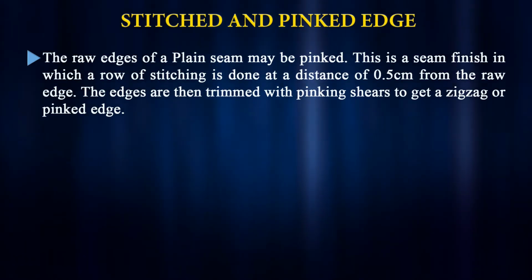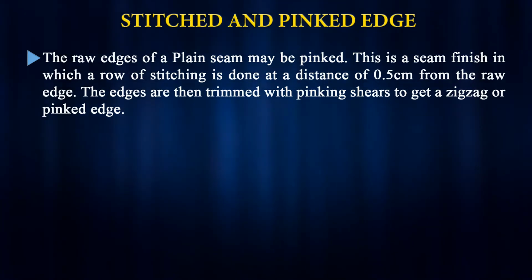Then stitched and pinked edges. This is done when we have developed a plain seam, and the raw edges of the plain seam may be pinked. How do we do the pinking? There is a scissor named the pinking shear. As you have seen many times on your garments, this type of structure at the edges. A particular type of scissor is used to do the pinking on the fabric. So the raw edges of the plain seam may be pinked.